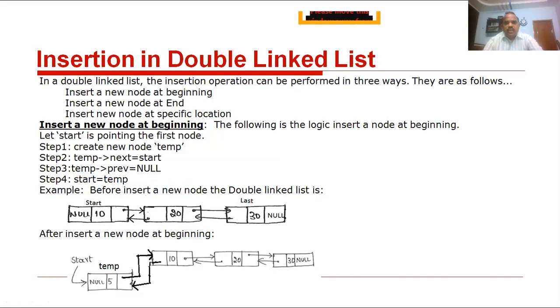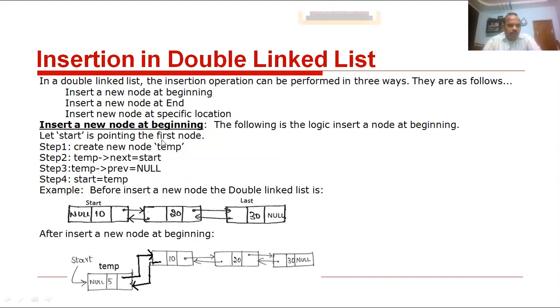Then, insertion in a double linked list. In a double linked list, the insertion operation can be performed in three ways, same as before: insert a new node at the beginning of the list, insert a new node at the end of the list, insert a new node at a specific location. First, insert a new node at the beginning of the list. The following is the logic to insert a new node at the beginning.